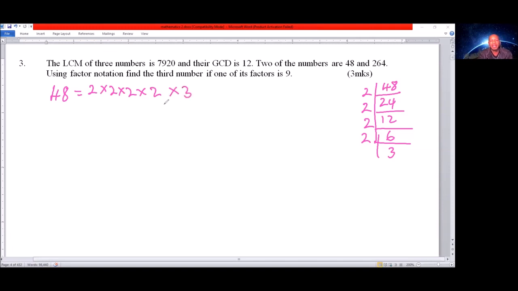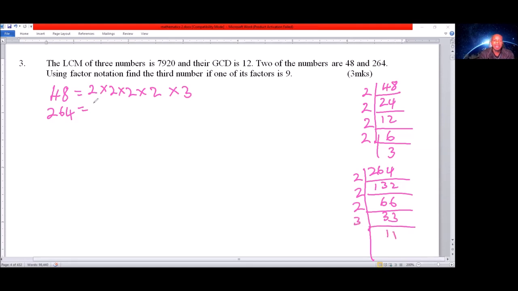So that is 48. Then the other one is 264. We can get the factors of 264 the same way. You divide by 2, you get 132. You divide by 2, you get 66. You divide by 2, you get 33. You divide by 3, you get 11. So this means that here we have 2 times 2 times 2 times 3 times 11.